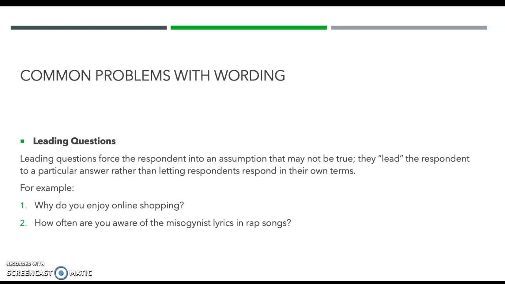So for example, why do you enjoy online shopping? That question becomes a leading question because you have already led your respondents to think about online shopping as an enjoyable experience. So you don't want to do that. You want to ask, why did you decide to do online shopping instead of going to the store, for instance? And you have several options that they can choose, the one that best matches their reasoning.